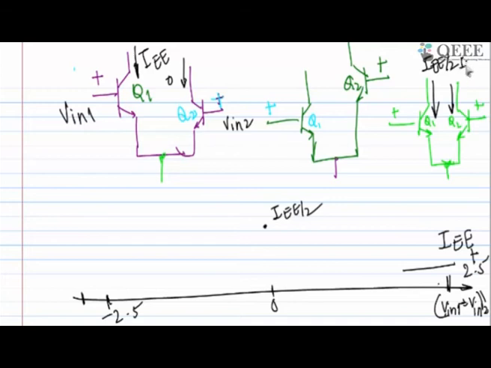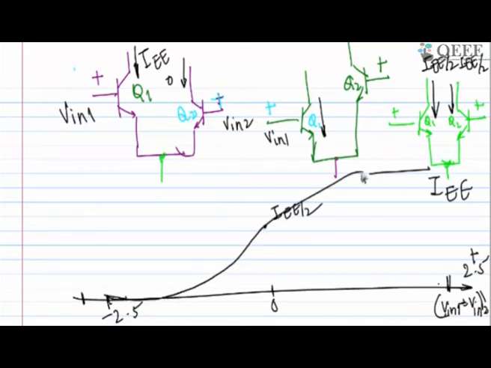So if the difference of V in 1 and V in 2 is 0, then the current flowing through both the branches will be IE by 2. Sorry, I made a mistake, I should have drawn it this way. It's IE by 2. And when V in 1 is very low, lower than V in 2, then there is no current flowing through this one and it's 0.